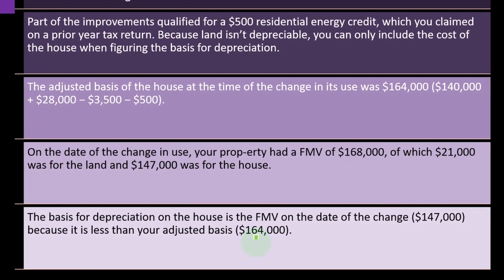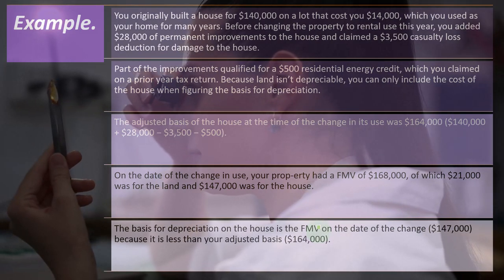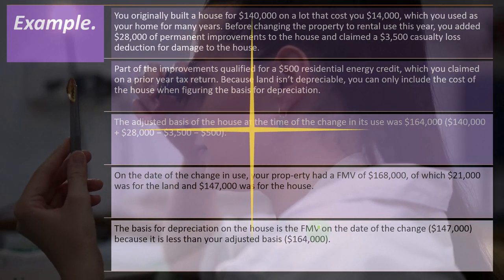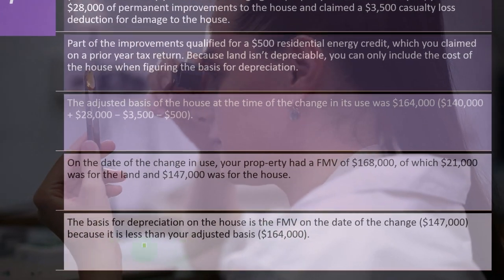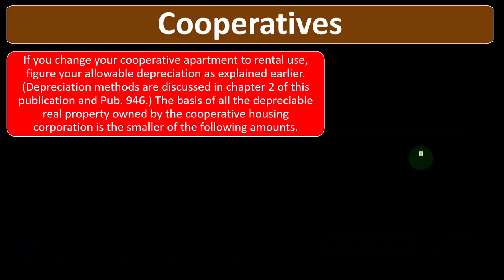So we had to figure out our adjusted basis, and then we're going to figure the fair market value. They didn't go into detail on how you figure the fair market value. Basically, you could do an assessment or an appraisal, to try to get the fair market value of related properties and that kind of stuff. And then the basis of the property is the fair market value because it is less than the adjusted basis.